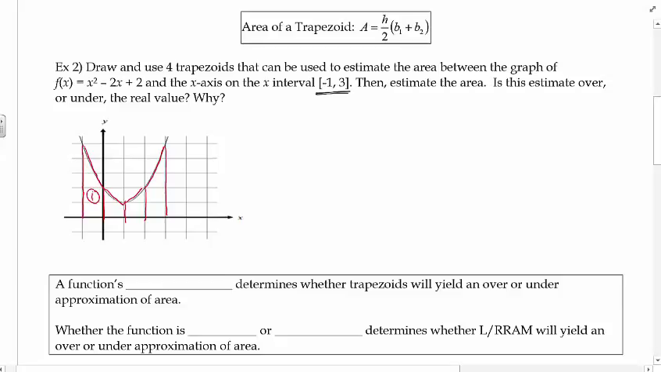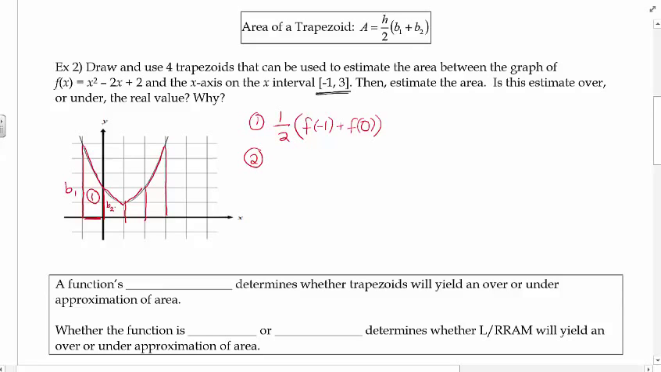And now if I want to take the area, we're going to call this trapezoid number 1. If I want to find the area of that trapezoid, trapezoid number 1, the height of the trapezoid is the width of the interval. So I have h over 2 times b1 right here and b2 right there. So h over 2 times b1 plus b2. b1 is the y value when x is -1. So that's going to be f of -1 plus f of 0.